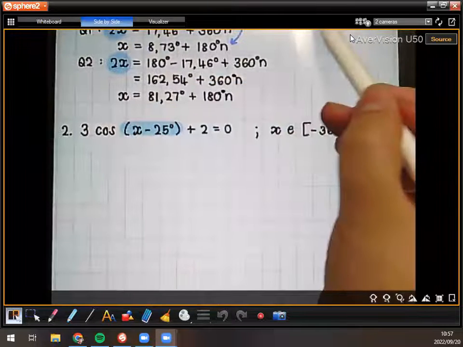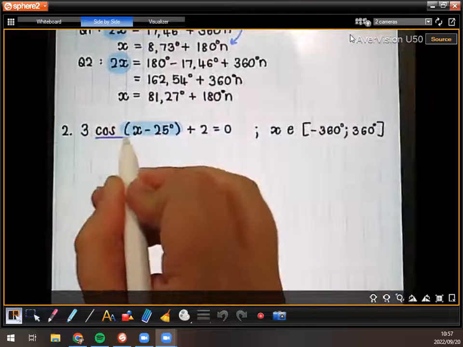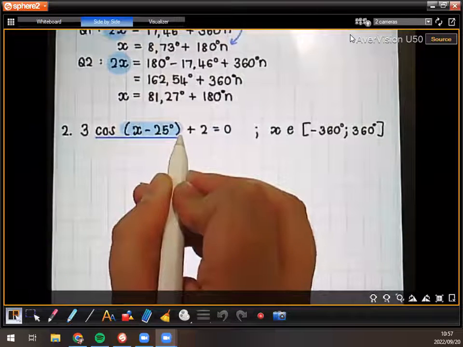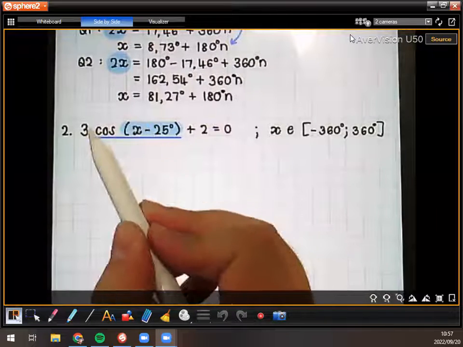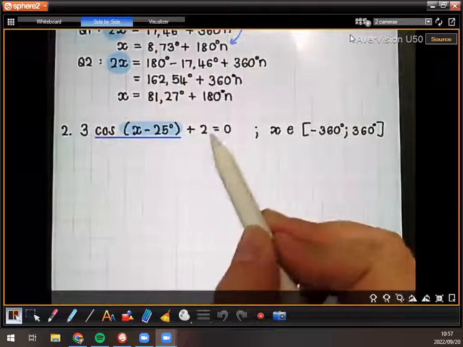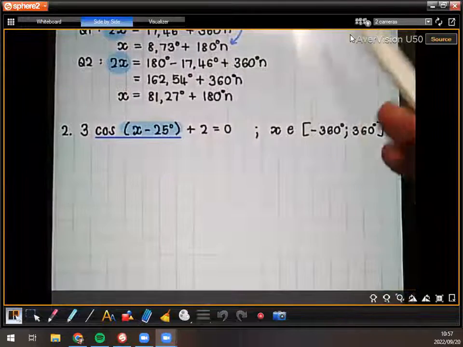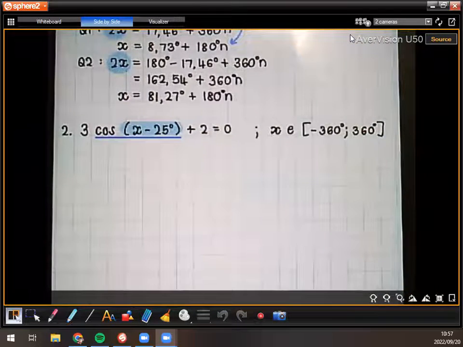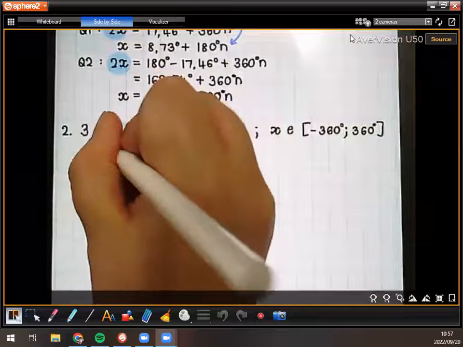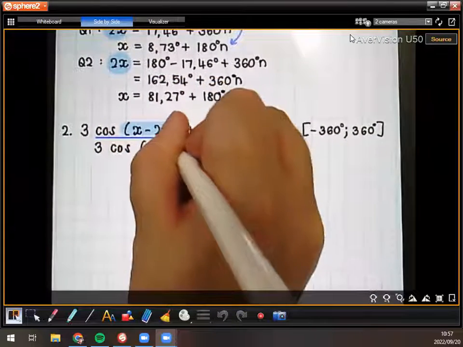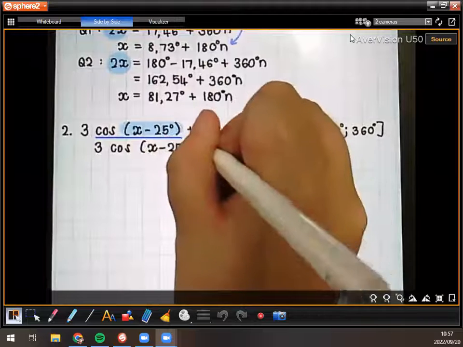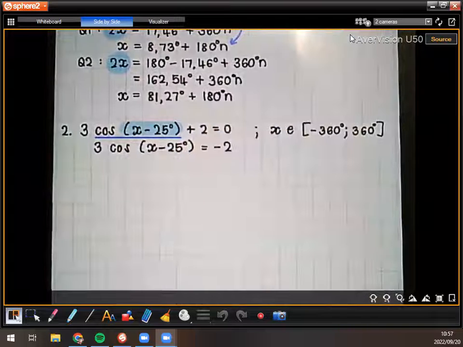Before we can do that, guys, remember from yesterday, we need to isolate the trig ratio with that angle. It doesn't matter if the angle is complicated. The angle has two terms in it, but that's fine. We need to get the cos and the angle on its own. So that plus 2 must go to the other side, and it's going to become negative 2. So I'm going to have 3 cos(x minus 25 degrees) equal to negative 2.